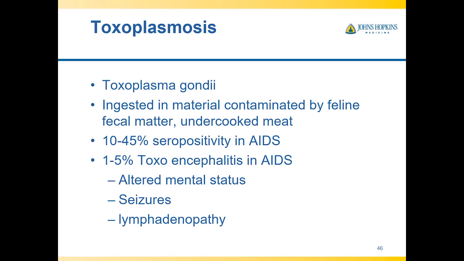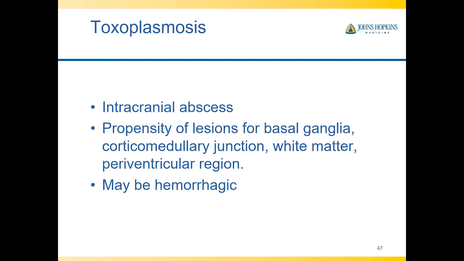Toxoplasmosis. Now, this is a parasitic infection that also occurs in immunosuppressed individuals. Toxoplasma gondii is the agent. It is often ingested in material that is contaminated by feline fecal matter or with undercooked meat. There is a high seropositivity in patients with AIDS, where you can have development of toxoplasma encephalitis. Altered mental status, seizures, or lymphadenopathy is also present. They can develop intracranial abscesses. There is propensity of lesions for the deeper structures, for example, the basal ganglia, but there can be peripheral lesions as well, and lesions can be hemorrhagic.